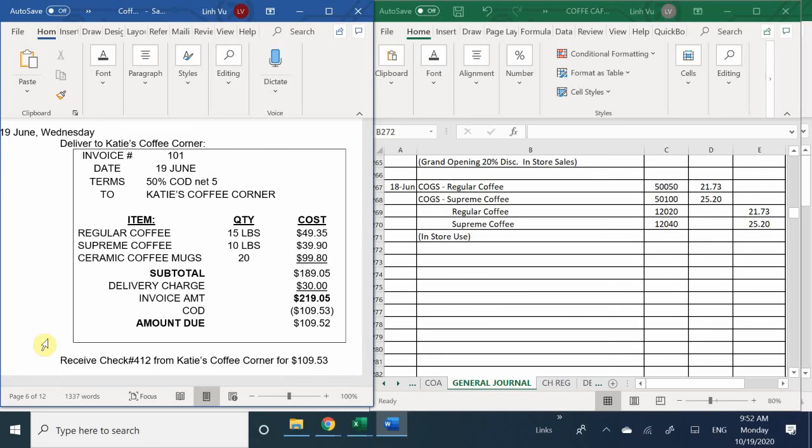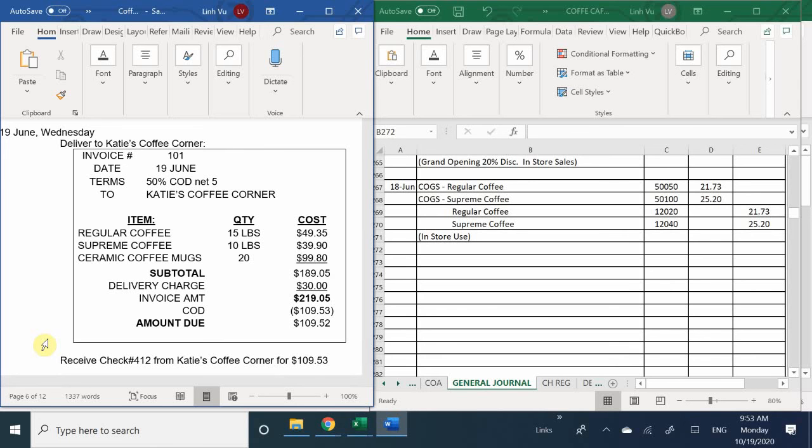Let's look at the invoice carefully. Okay, so we have invoice 101, right? We have the date that was delivered, which is June 19. They are given terms 50% COD net 5. All right, the whole thing is due in 5 days. They don't get to receive any discount at all, and they are required to give you a 50% down payment for the cash on delivery.